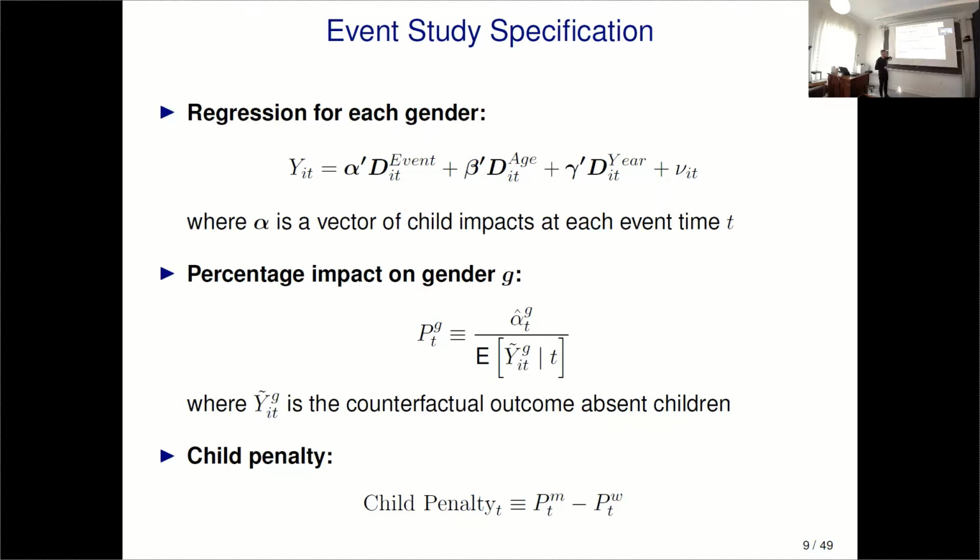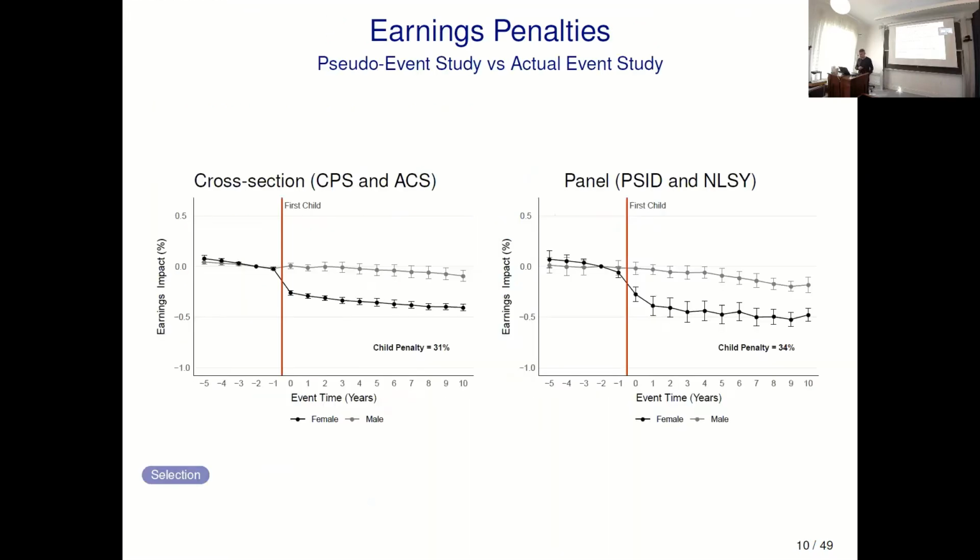And then what we call the child penalty is just the difference in the causal impact of children on men minus the causal impact on women. Okay, so I'm going to show you a bunch of graphs just like yesterday that plot these for men and these for women, and see how they diverge before and after. Okay, so how does that look?